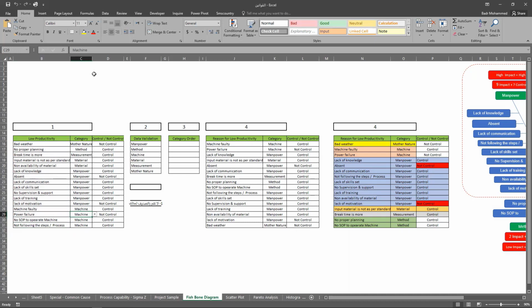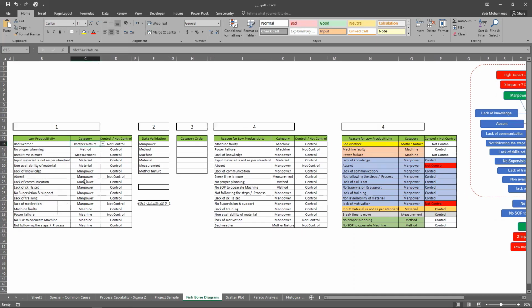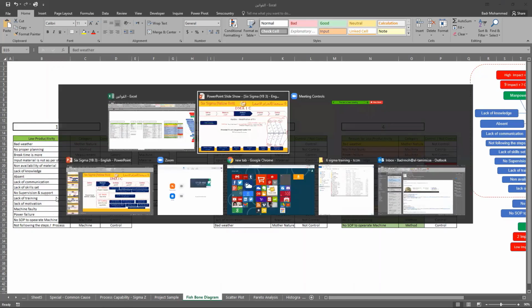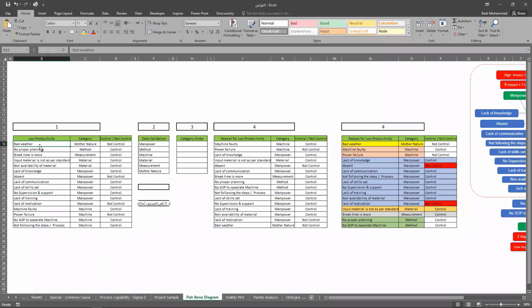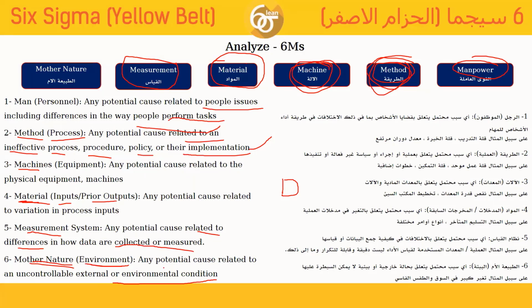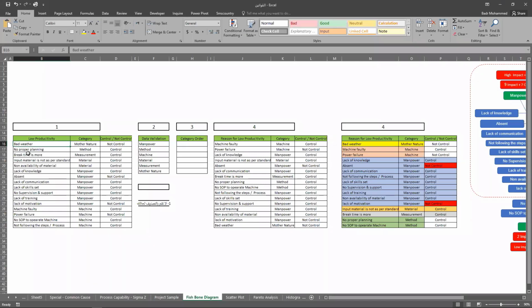Then your job here is to tell us which category each root cause belongs to. So, for example, bad weather means mother nature, correct, guys? This is the environment. There is no proper planning. Proper planning means process, procedure. That means a method.